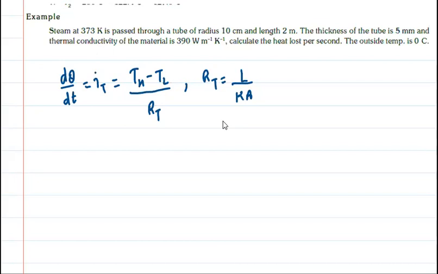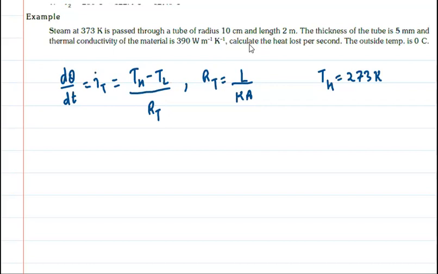Now think about it. In my problem, what is given? Steam at 373 Kelvin, so it is 100 degrees centigrade, T_H is 373 Kelvin. It passes through a tube of radius 10 centimeter and length 2 meters. So the radius is given, so the area is given, and the length L is given. Thickness of the tube is 5 mm and the thermal conductivity of the material is given. Now, the tube is actually thick.